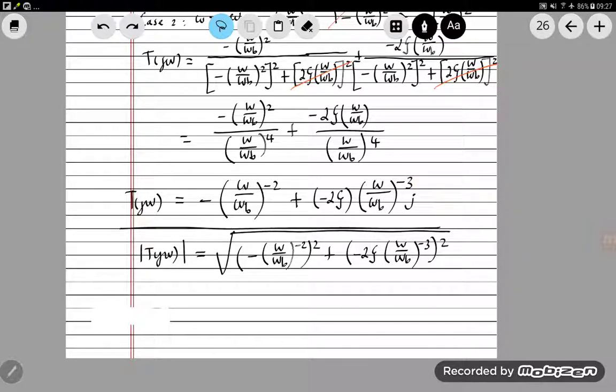It turns out we can actually simplify this magnitude function, noting that this second term is much smaller than this first term. Since this term is raised to the power of -6, and this term is raised to the power of -4. So we can simplify this by neglecting that term, and then we can just rewrite this magnitude as ω over ω_b.